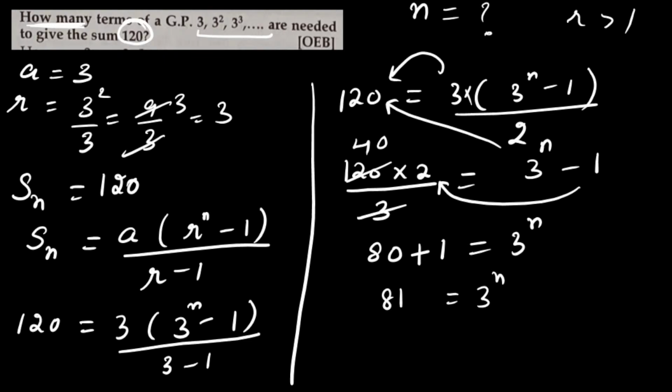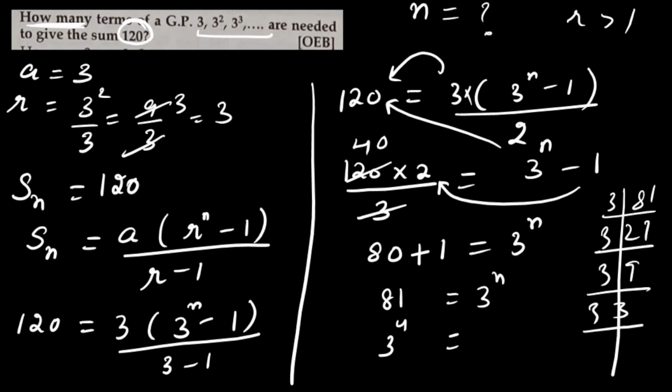So here again we have to find the value of n. We'll make the bases the same on both sides and equate the powers. So 81, when you prime factorize it, you will get its value as 3 to the power 4. You can do the prime factorization of 81. So you will get the value of 81 as 3 to the power 4. You can see I have shown it here. So comparing bases, comparing powers, we get the value of n equal to 4.